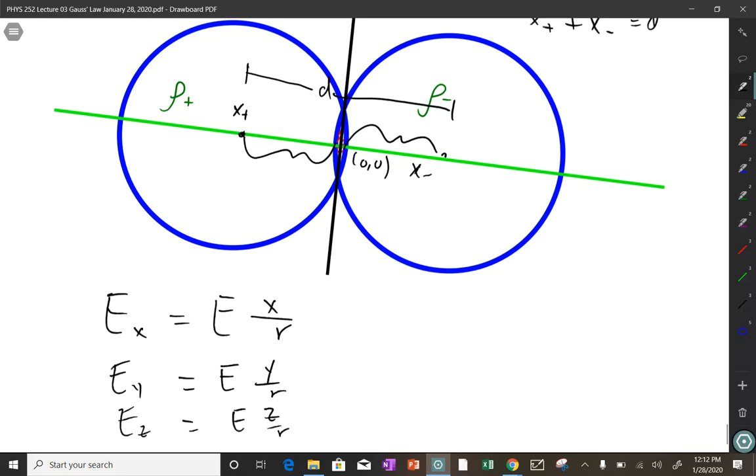So that's a problem that you have to do. It turns out to be a surprisingly simple answer. The work getting there is not going to be surprisingly simple, but the answer is surprisingly very simple.